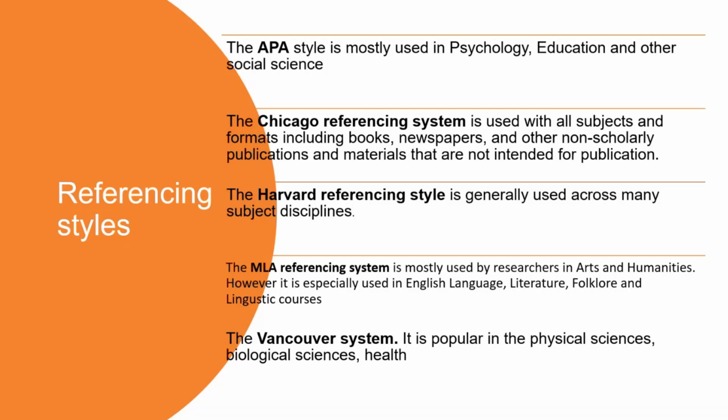The APA is mostly used in psychology and education and other social sciences modules. There's also the Chicago referencing style. It is used with all subjects, including books, newspapers, and other non-scholarly publications and materials that are not intended for publication.